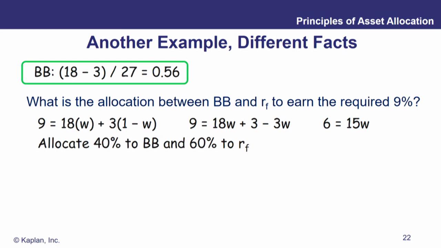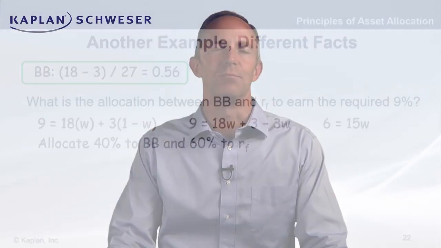So if I have 18% expected return in the risky portfolio, 3% in the risk-free asset, we find out that a weight of 40% in double B and 60% in the risk-free rate will give us an expected return of exactly 9%. If you want to check the math on that, take 18% and multiply it by 0.4. That gets you 7.2%. Then add to that a 0.6 weight multiplied by 3. That gets you 1.8. 7.2 plus 1.8 gets you 9% exactly.